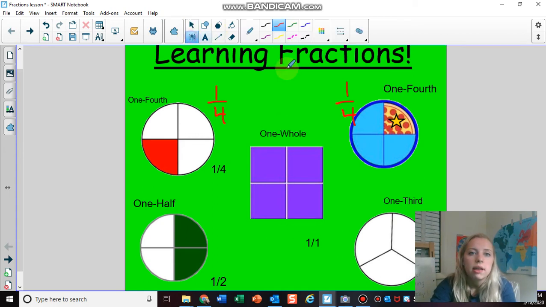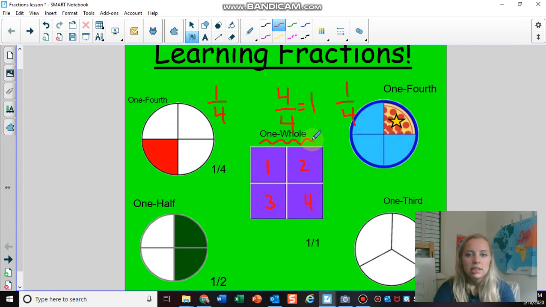You could also write it like this, 4 out of 4, because as you can see, 1, 2, 3, 4 equal parts are shown here, but I have all of them. So I have 4 out of 4, which is equal to 1 whole, which is shown right here.